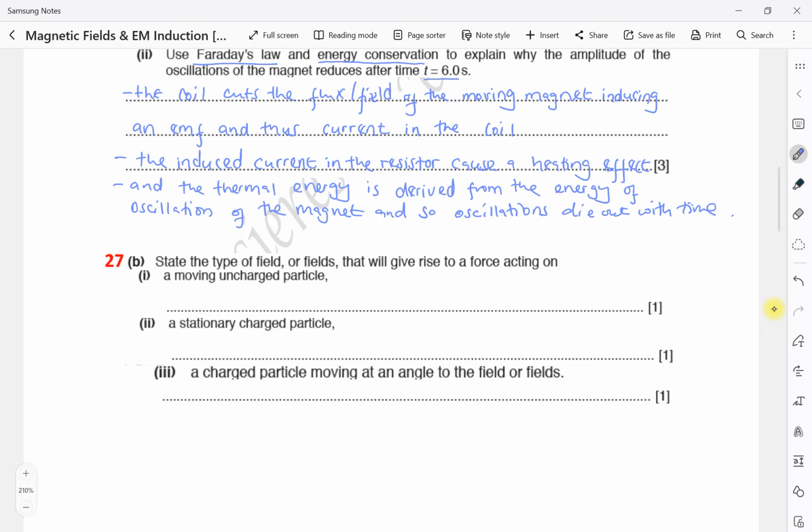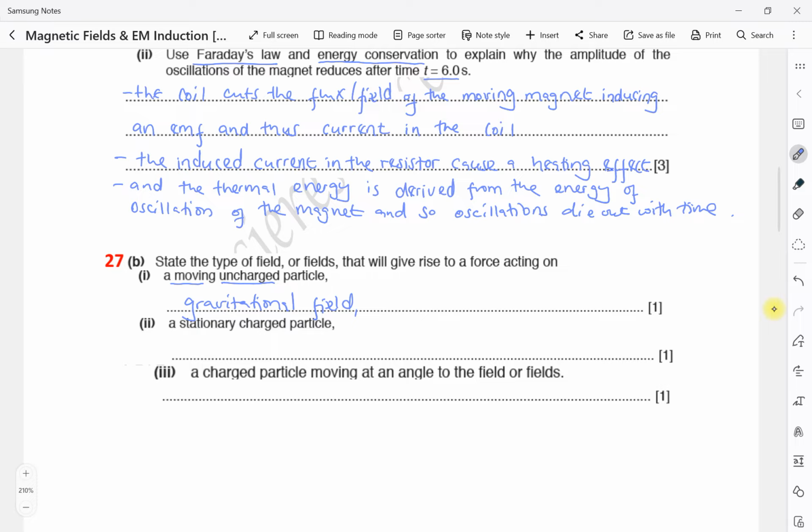State the type of field or fields that will give rise to the force acting on a moving uncharged particle. The particle is moving but is uncharged. So now we have three types of fields to talk about here. We have the gravitational fields, the electric fields, and the magnetic fields. Gravitational fields will act on anything as long as it has mass, whether it is charged or not charged, whether it is moving or not moving. Therefore, here we expect a gravitational field because the particle is going to have mass. So we have gravitational field.